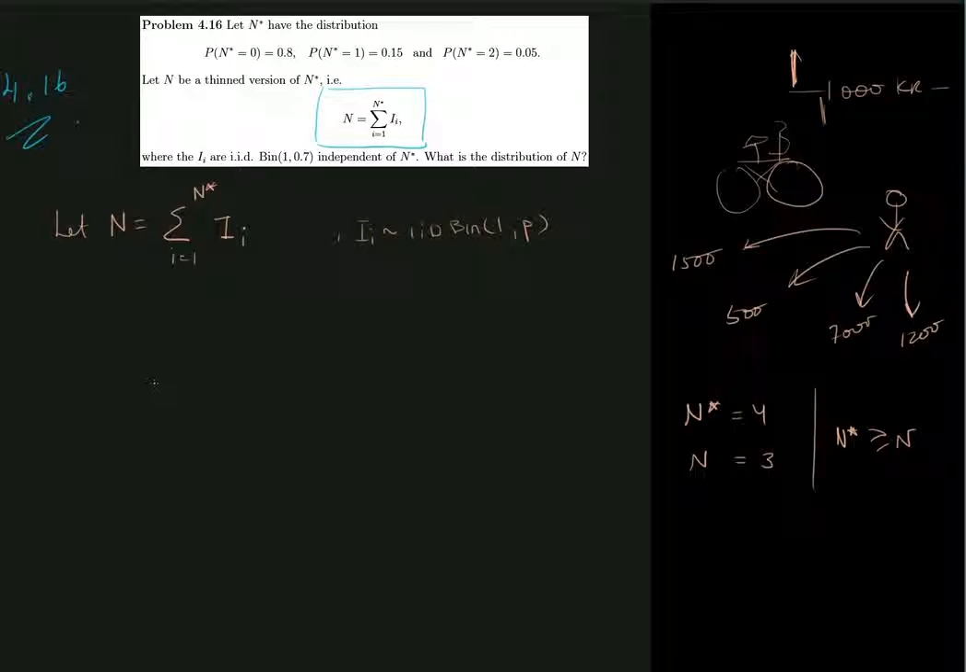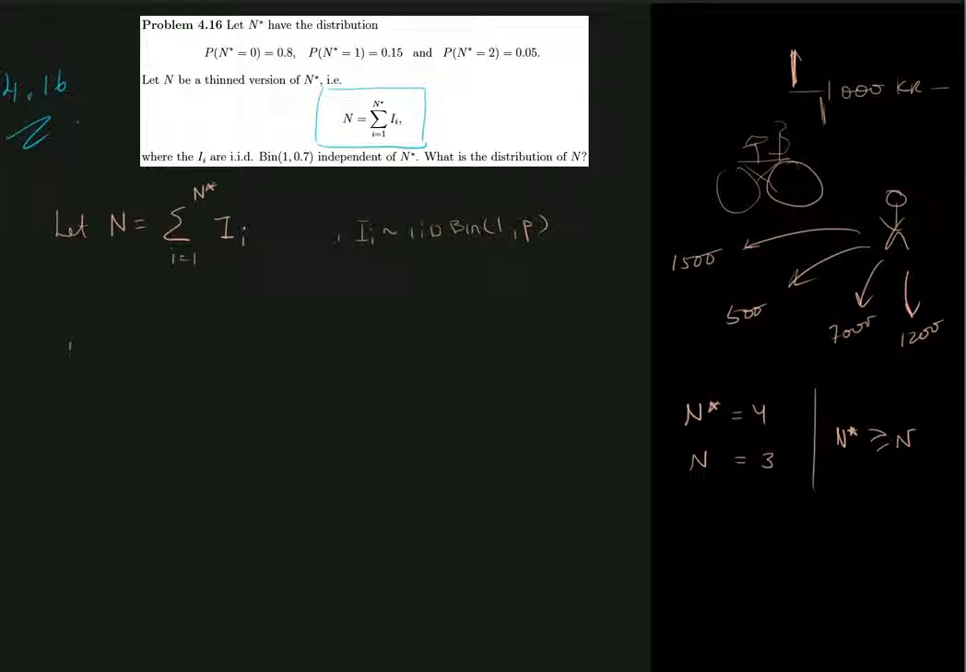up to N star. So we have N star accidents, and for each of them we ask, is this accident greater than the deductible? Yes or no, yes or no, and so on. The number of yeses that are counted out of the N star accidents is then the number of paid claims.